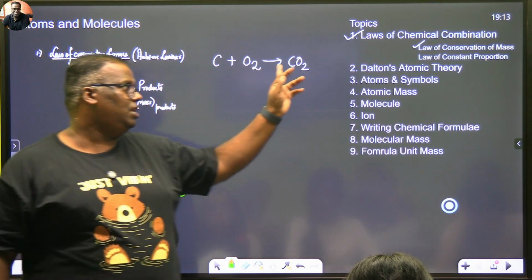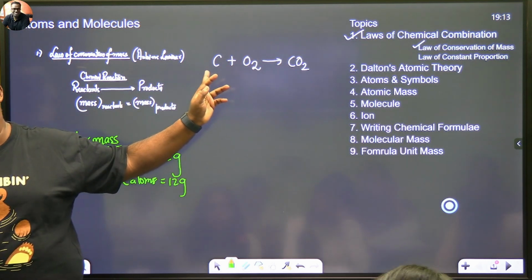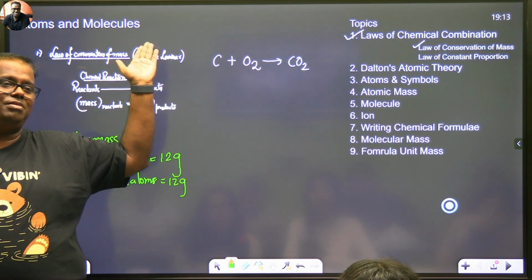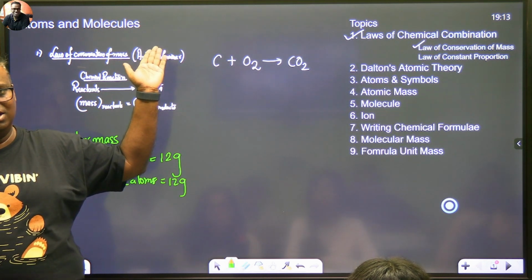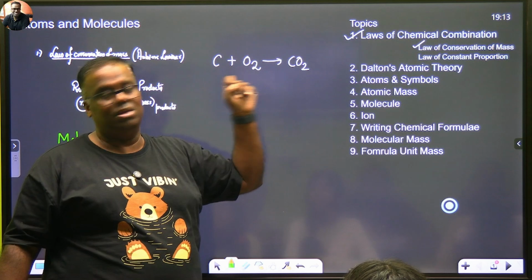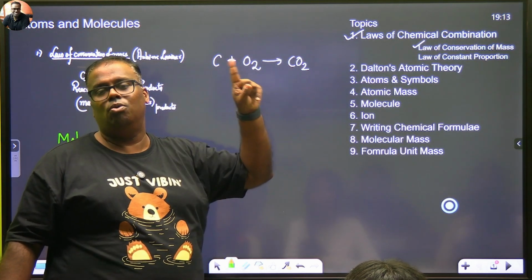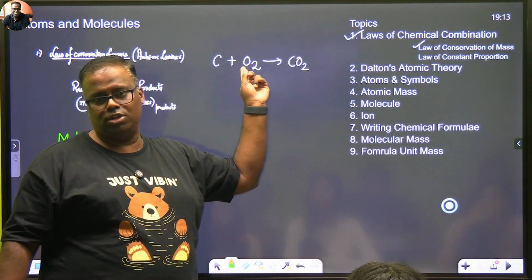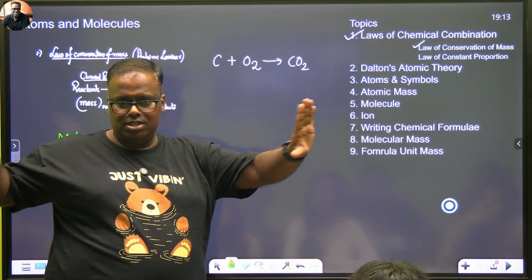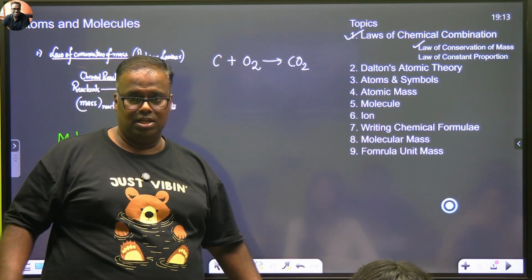So we should understand balancing of an equation. The word balancing itself comes from the law of conservation of mass. So let's check here. How many atoms of carbon on the left hand side? 1 atom. How many atoms of carbon on this side? 1 atom. How many atoms of oxygen? 2 atoms. How many oxygen atoms? 2 atoms. So atom wise, this equation is balanced.